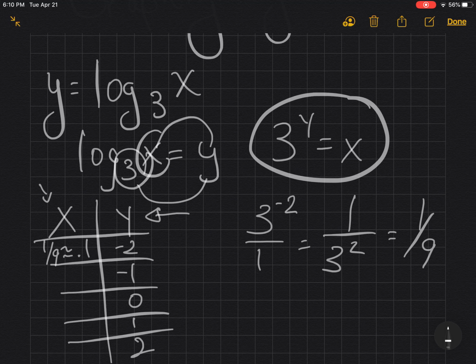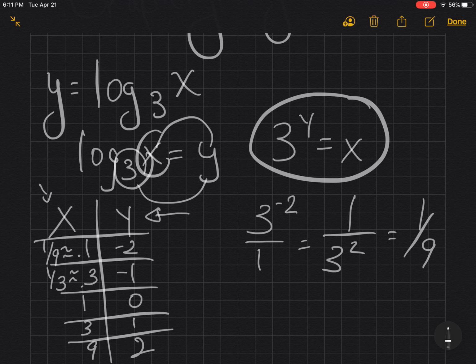Okay, and now we're going to fill in the rest. Pause the video and see if you can do it yourself. And now that you're back, you should see that you get 1/3 or 0.3 repeated, 1, 3, and 9. Now we just have to make this into a graph.